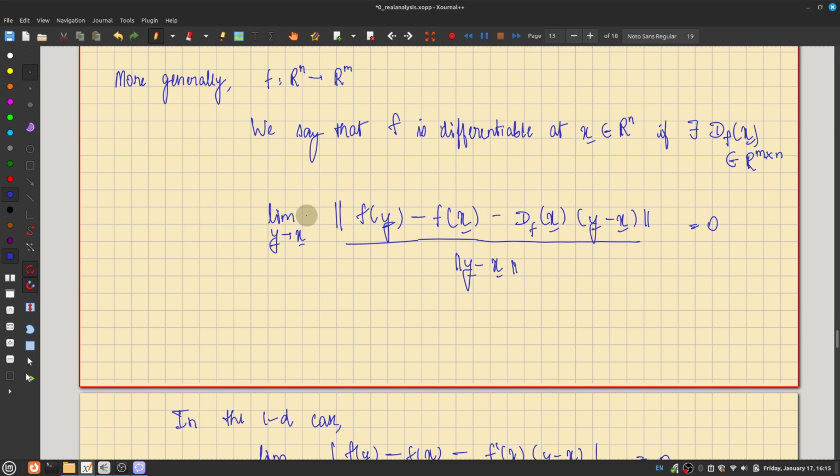So ultimately this particular definition would, I agree, depend on what norm you choose. In the one-dimensional case, we typically take the absolute value of the difference. It has to be a norm. You can choose any norm you want. That doesn't matter, but it has to be a norm.